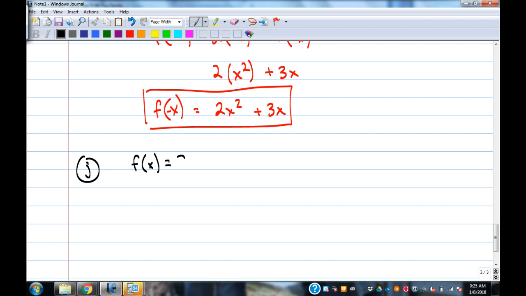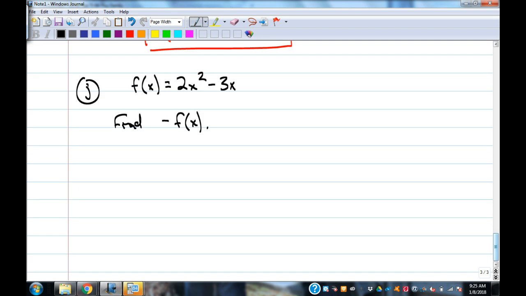F of x is equal to 2x squared minus 3x, and they want us to find negative f of x. It's a really easy problem, but it always gives students problems. What does negative f of x mean? Not divide it, but multiply it.